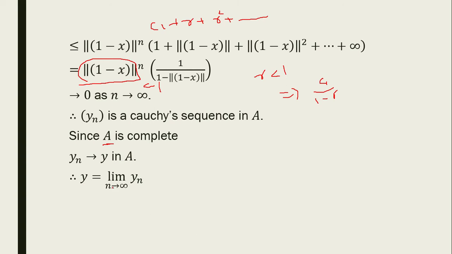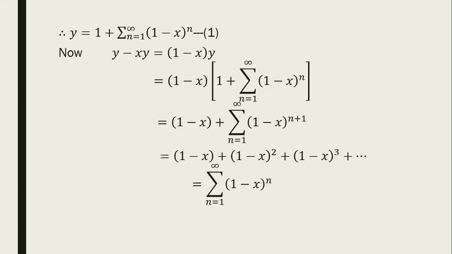So y is equal to limit n tends to infinity of yn, so y is equal to 1 plus summation n equals 1 to infinity of (1 minus x) raised to n, equation number 1. Now y minus xy is equal to (1 minus x) into y. Now put the value of y from equation 1, we get (1 minus x) into (1 plus summation n equals 1 to infinity (1 minus x) raised to n).